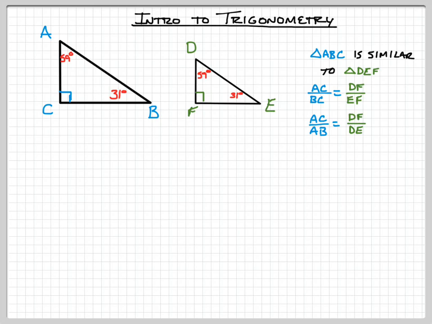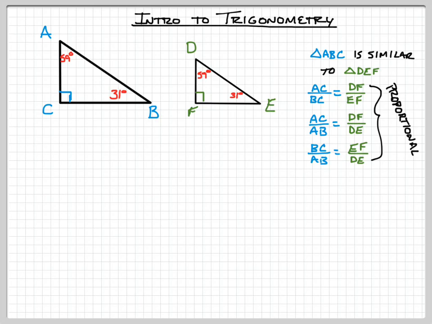And notice I'm lining up the matching, corresponding sides here. So AC is the left side of the ABC triangle, and DF is the left side of the DEF triangle. And then, of course, our last combination also works. This all works because all of these sides are proportional to each other. So if you know the angles are the same, then the measurements of the sides are proportional to each other.